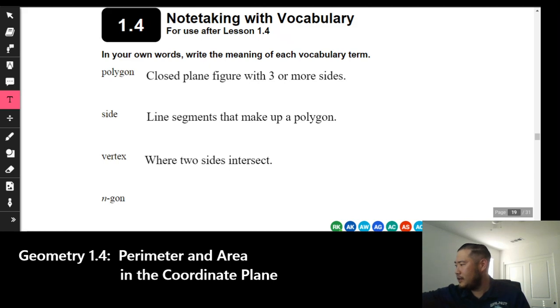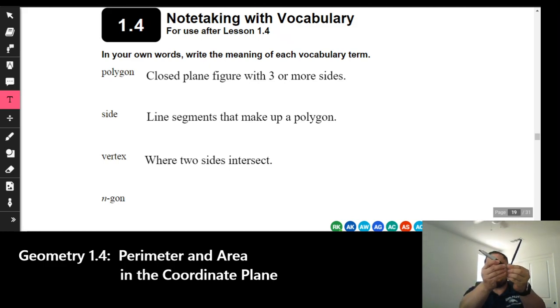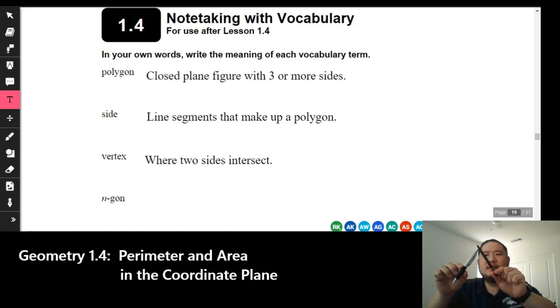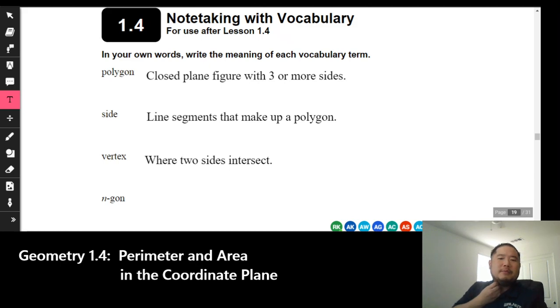If I were to take a look at this right here, and I have these two lines, well, that's only 2 sides. I can't make a figure with 2 sides like this, even if I intersect them in all different ways. So you have to have that third side so that you can at least come up with, hopefully you know, a 3-sided figure, the triangle. So that is a polygon. It's a closed plane figure.